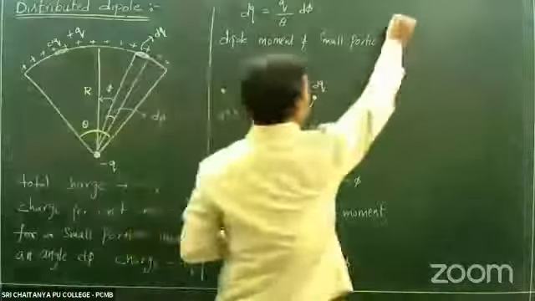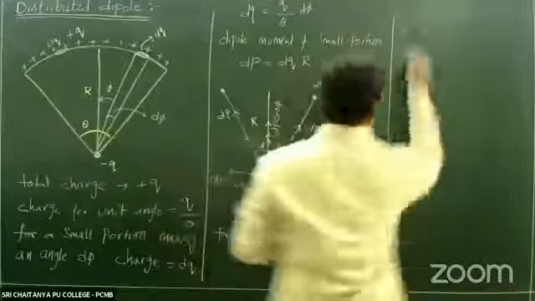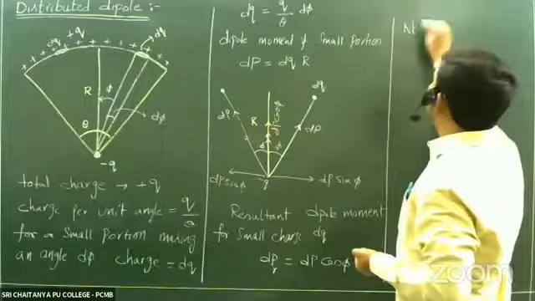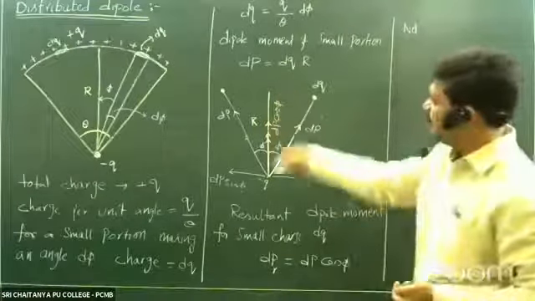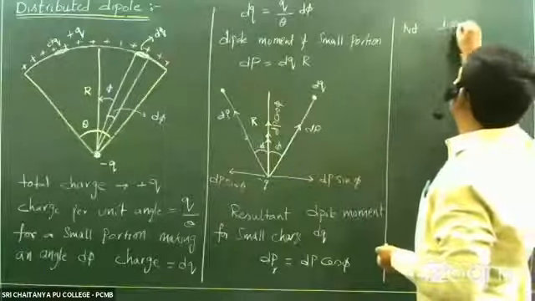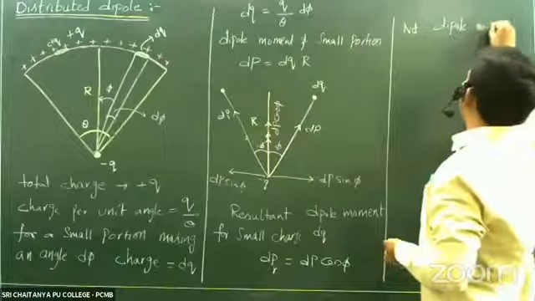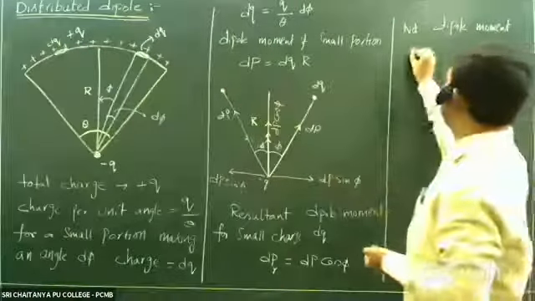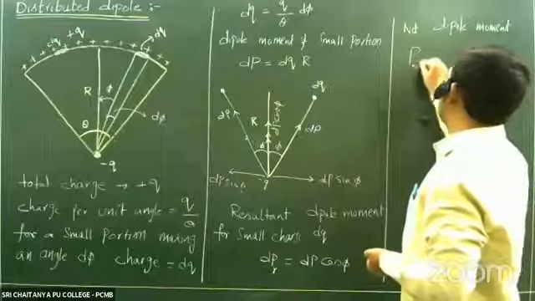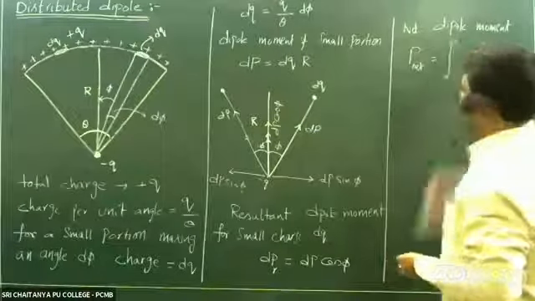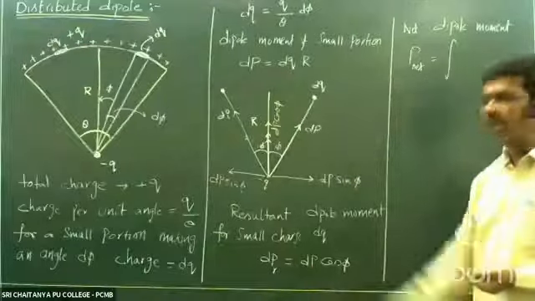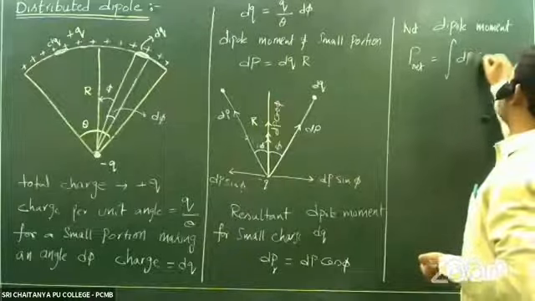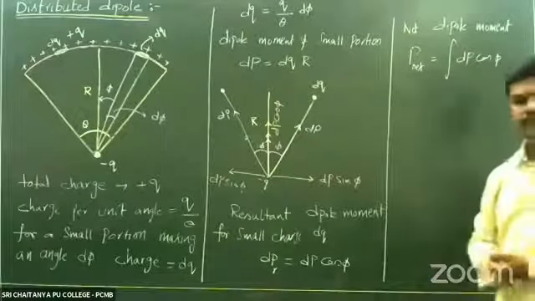If you want to get the total, what is the net dipole moment for this total charge configuration, P? All these dp cos phi components are added, integral of dp cos phi, right?